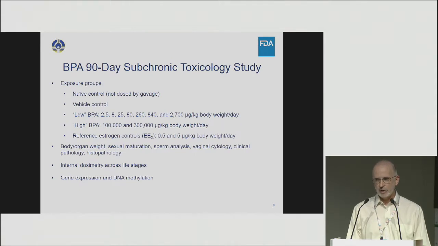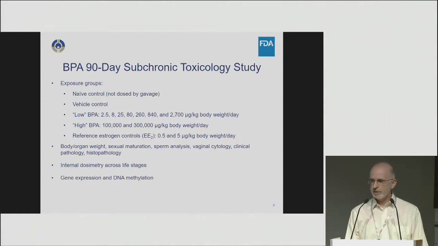So we had used a naive control, not handled, not dosed by gavage, and a vehicle control. We used what we called, for the study's purposes, low BPA doses, where we went in half-log doses from 2.5 to 2,700 micrograms per kilogram body weight per day. And then high BPA doses that we would expect from the guideline studies to have produced some adverse effects, 100,000 and 300,000. And we included reference estrogen controls.